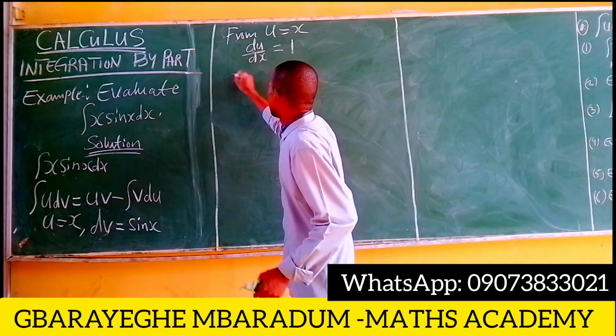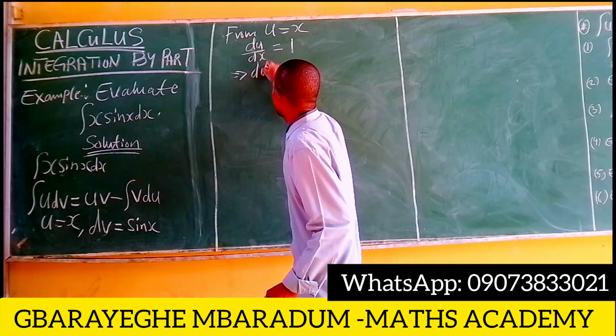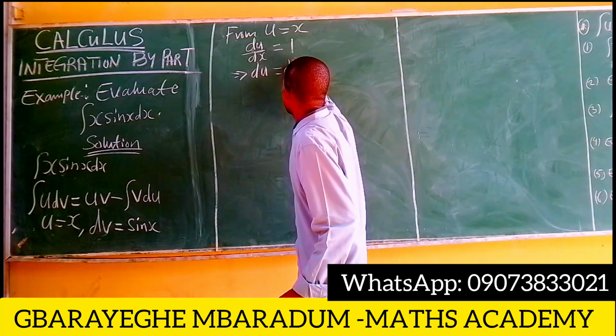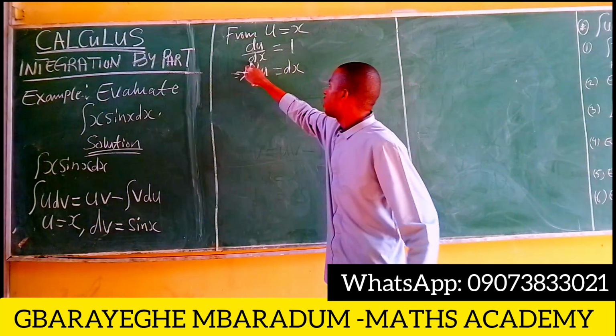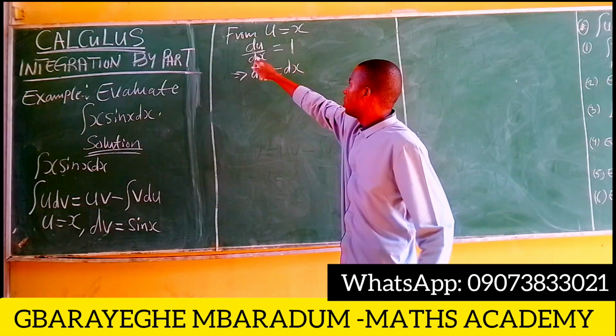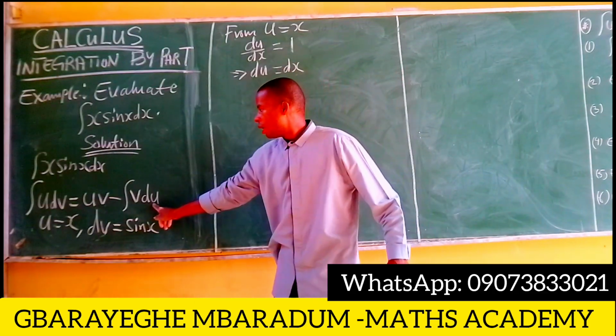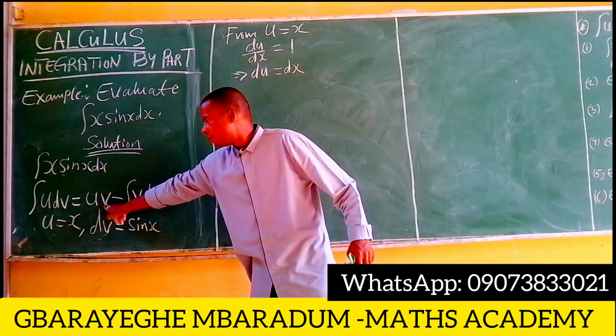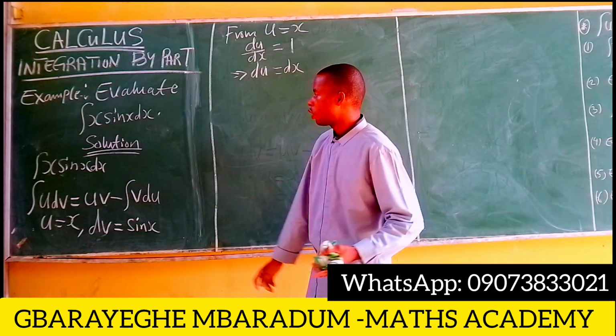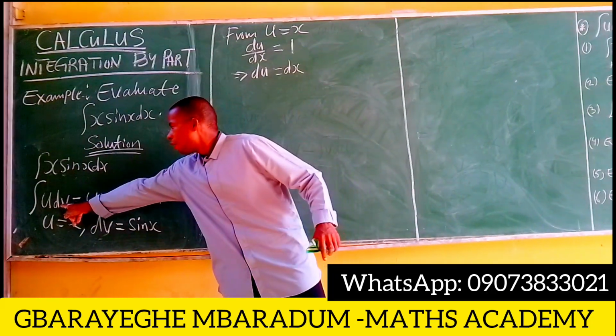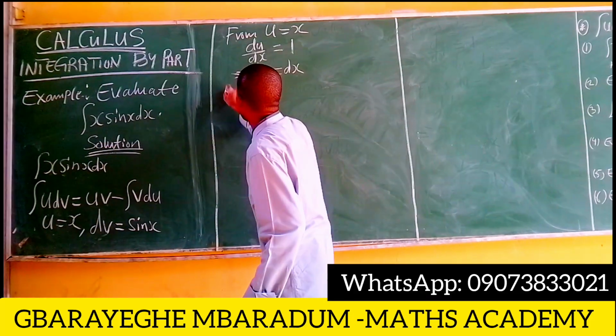Now for us to find du, we are going to make du the subject of the formula. This implies that our du equals dx, because when this dx goes to the other side, we have du equals dx. Now we have already gotten our du. Remaining is to get our v, and for us to get our v, we are going to integrate our dv.